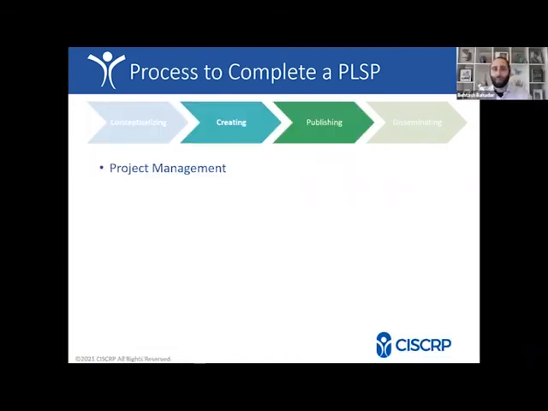So in keeping with the idea of teamwork, now we're going to have Kim walk us through a little bit about the different roles that might be involved in developing a PLSP. Yeah, so it really is a collaborative team effort to create a PLSP. I'll just, as a case study, walk through the steps that we took.